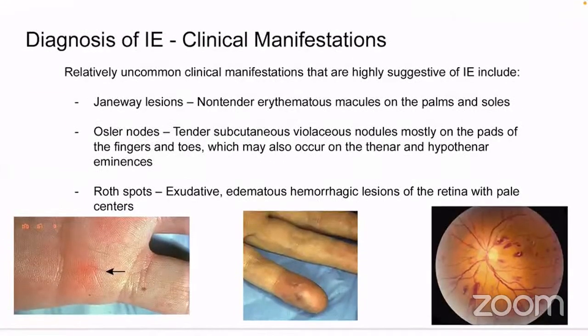There are relatively uncommon clinical manifestations that are highly suggestive of infective endocarditis that include Janeway lesions, which are non-tender erythematous macules on the palms and soles, which can be seen in the picture on the left side. Osler nodes are tender, subcutaneous nodules mostly on the pads of the fingers and toes, which may also occur in the thenar and hypothenar eminences, seen in the second picture. And Roth spots are exudative edematous hemorrhagic lesions of the retina with pale centers. So they are hemorrhagic spots with a white center, which can be seen in the last picture.